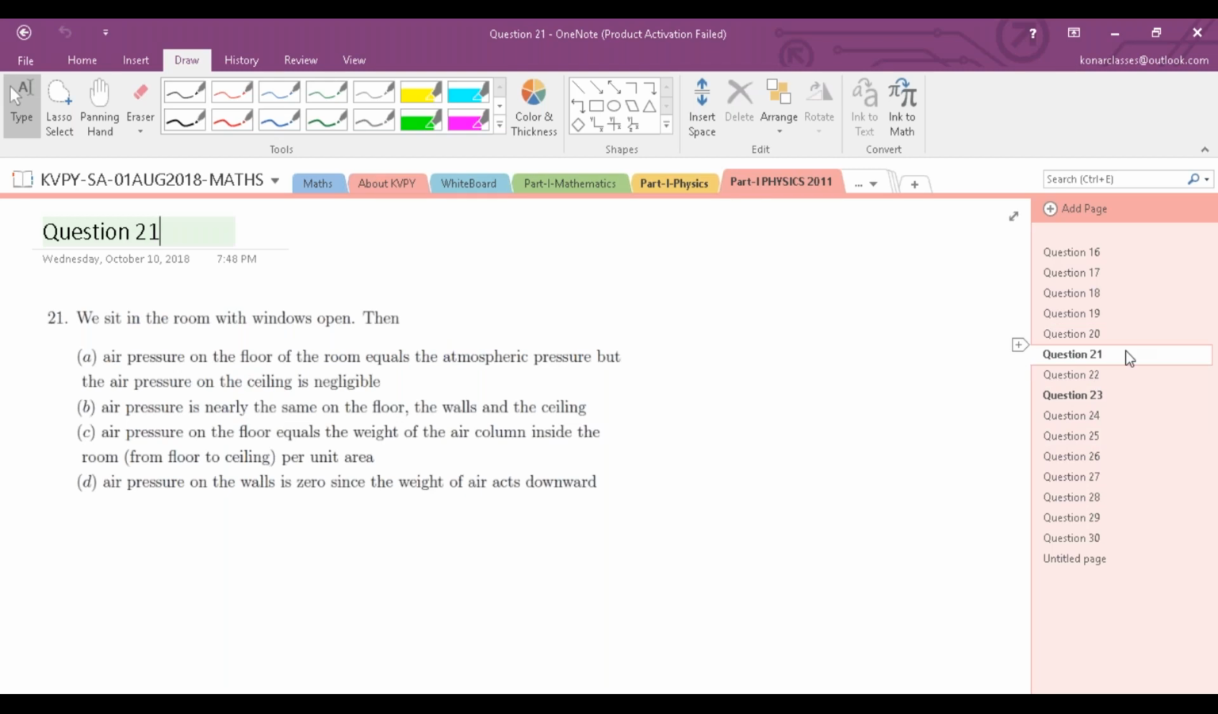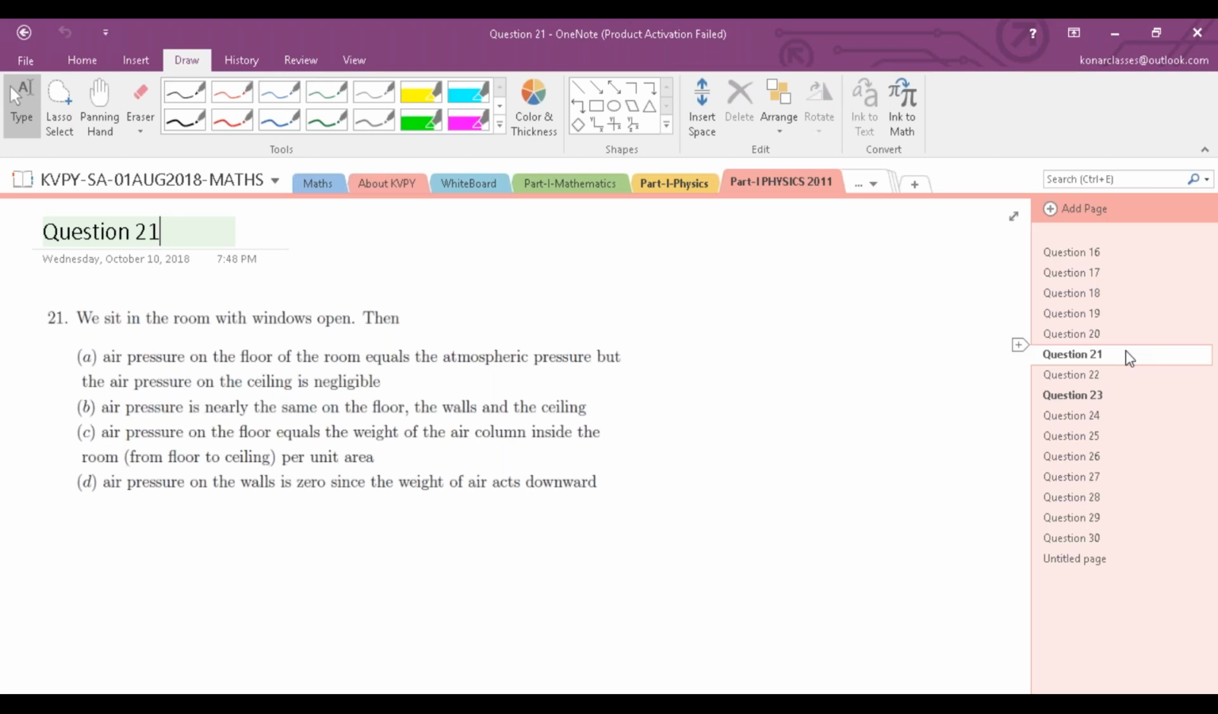So question 21 is also based on fundamental understanding, and here the question is: we sit in a room with windows open. Option A, air pressure on the floor of the room equals the atmospheric pressure, but the air pressure on the ceiling is negligible. Option B, air pressure is nearly the same on the floor, the walls and the ceiling. Option C, air pressure on the floor equals the weight of the air column inside the room from floor to ceiling per unit area. And option D, air pressure on the walls is 0 since the weight of the air acts downward.